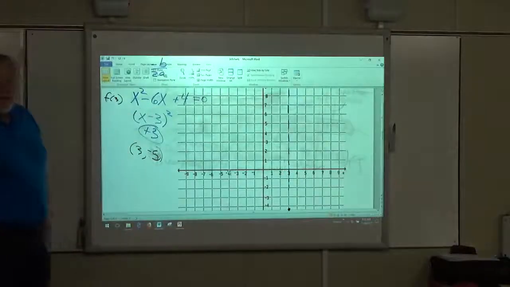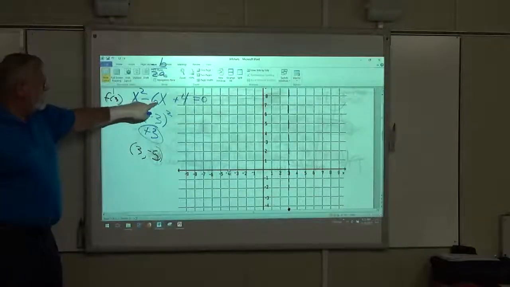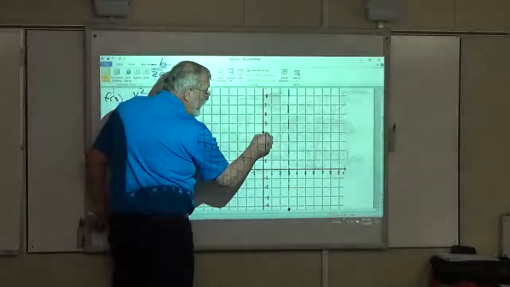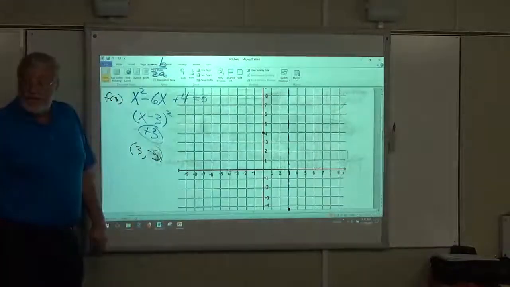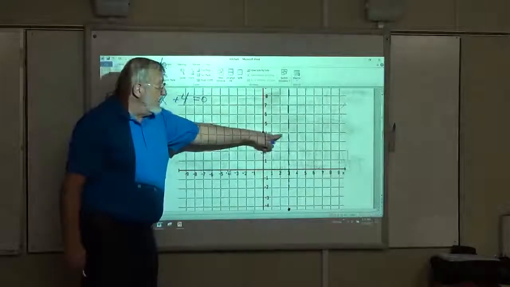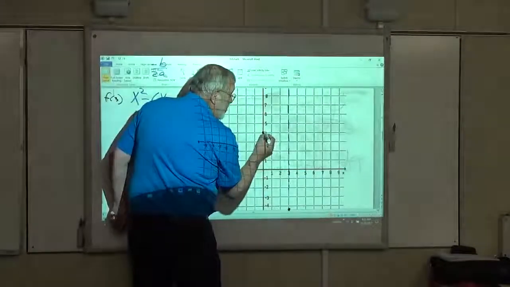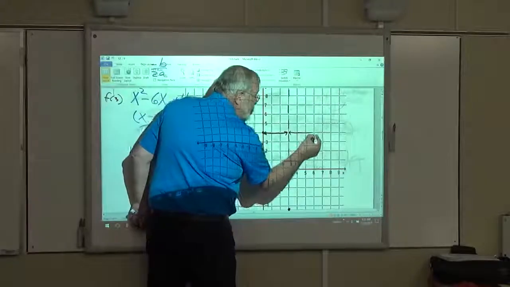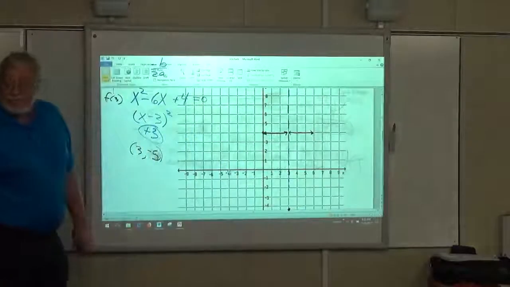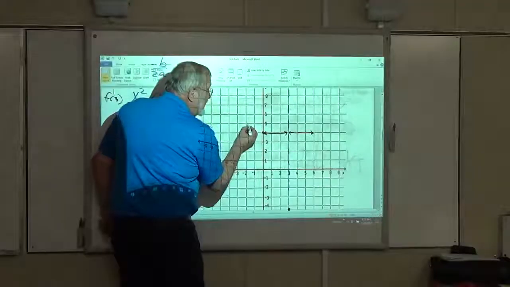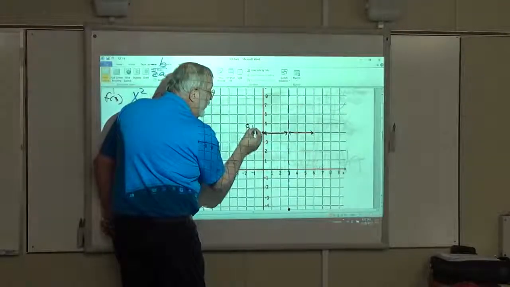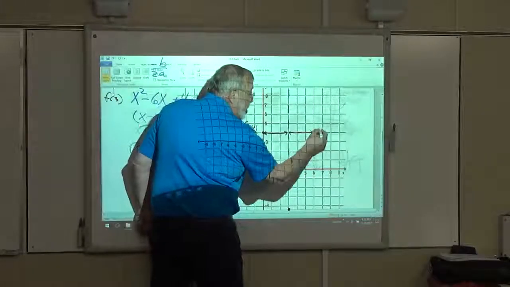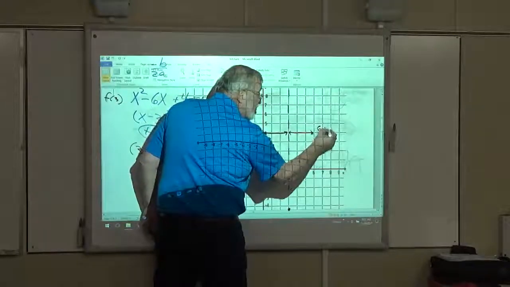Now, what happens when x is 0? 0, 0, 4. So the y-intercept is 4. What does that tell me? If this is the line of symmetry, then this distance and this distance is exactly the same. So if this is at 0, 4, and this is at 3, if I go 3 more, this will be at 6, 4.